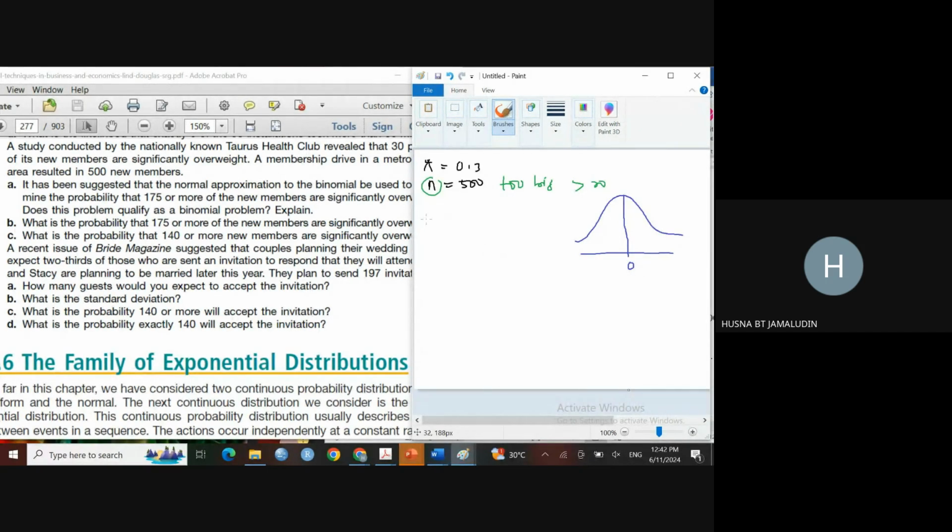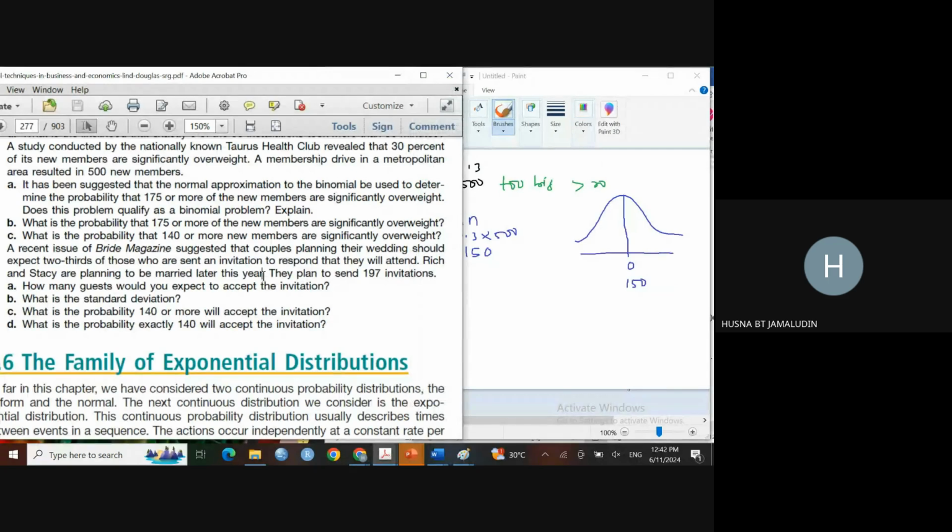How to find the mean? Mu equals pi multiplied by n. So you will get 0.3 multiplied by 500. What will you get? Have you done the exercise? 150. So basically your middle is 150. I hope that this is correct.